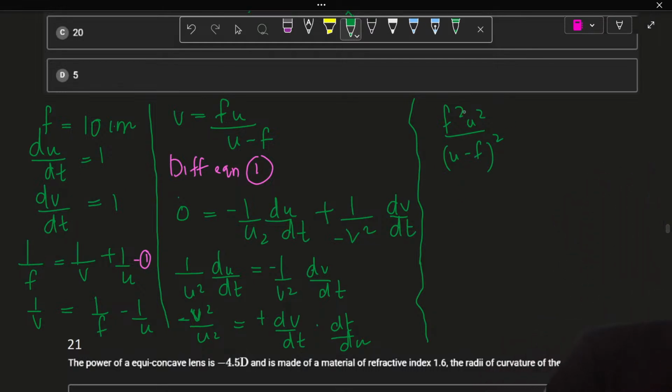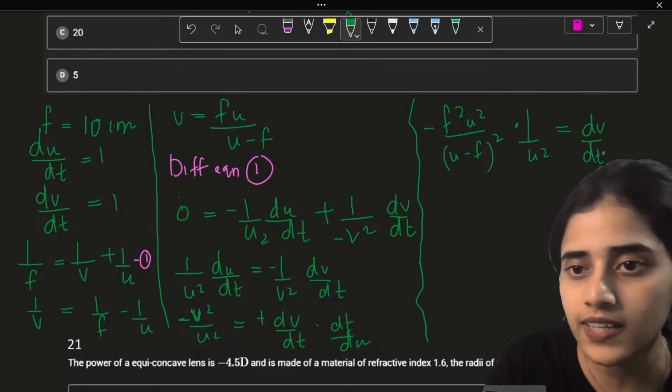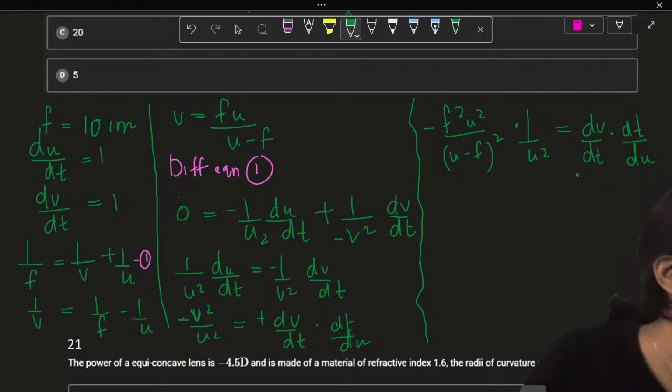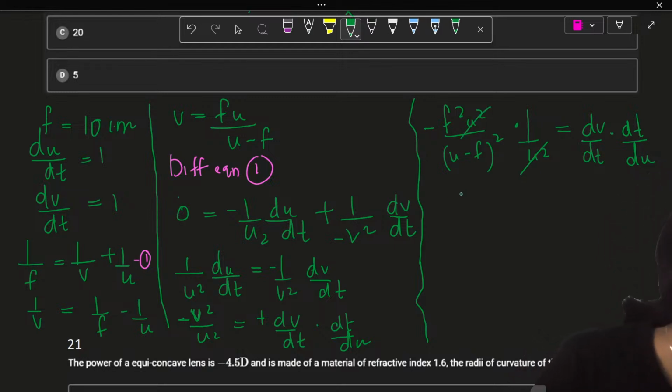So f square, u square, there was a minus sign. What else remains? There is a u square also into 1 by u square. So instead of v square, I will write it as f square u square divided by u minus f the whole square into 1 by u square is equal to what all remains? dv by dt into dt by du. Alright. Now, what else? Yeah, now we can just substitute, I think. Yeah, u square and u square I'll cancel.